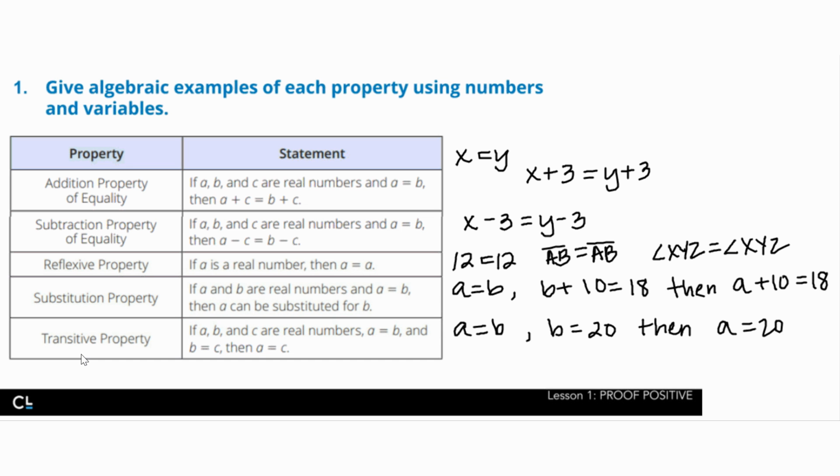The transitive property is similar to our substitution, but think of it like a train, because we are connecting several pieces to come to a final conclusion. If A, B, and C are real numbers, A equals B, and we know that B equals 20, then A must equal 20. So 20 is taking the place of the C that was given in that statement.